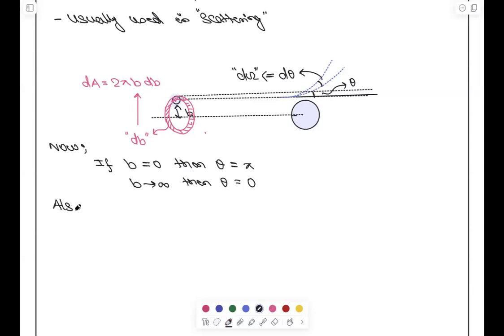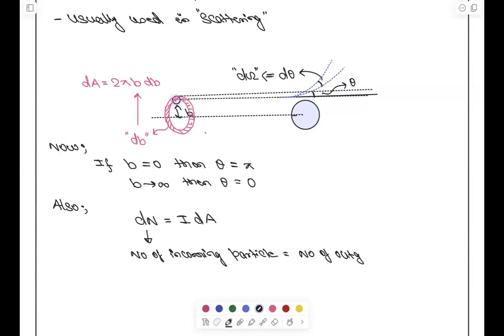Yes. dn is equal to what? I can write I into dA. Small incoming particle. Yes or no? I am just saying that dn is the number of incoming particles, and I'm assuming कि सारा निकल जा रहा है. Number of outgoing particles.